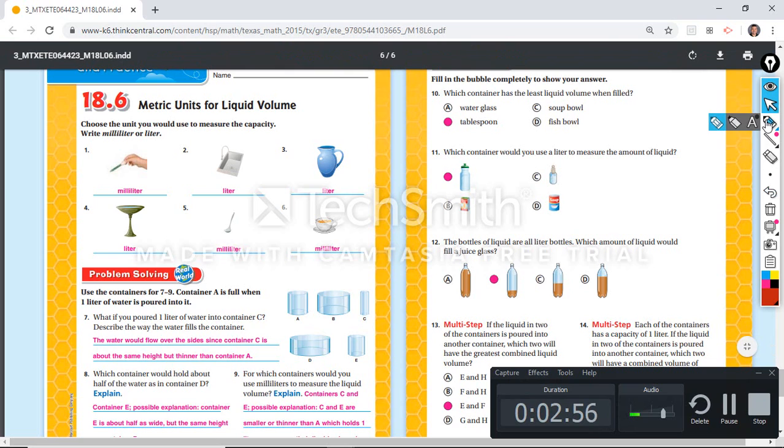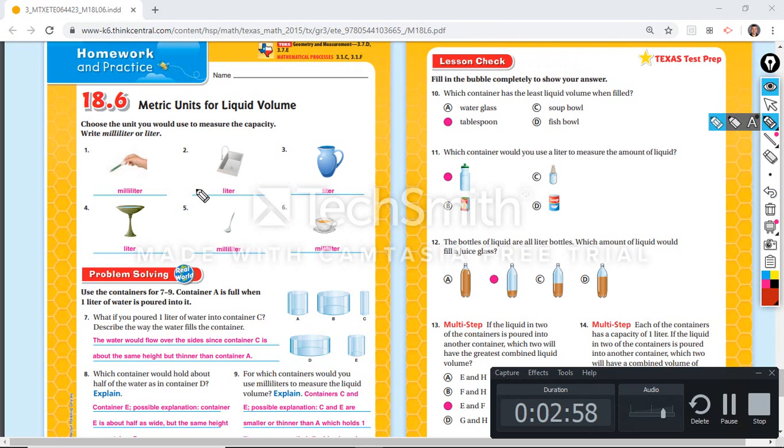So we're looking at which would you use to measure the capacity? Milliliter or liter. So to measure this would be a milliliter. To measure this would be a liter. And you get the idea of what the larger the object. This one got some people last time because they said, well, I'm going to use a liter. But remember, look, it's a cup. You're still using milliliters.